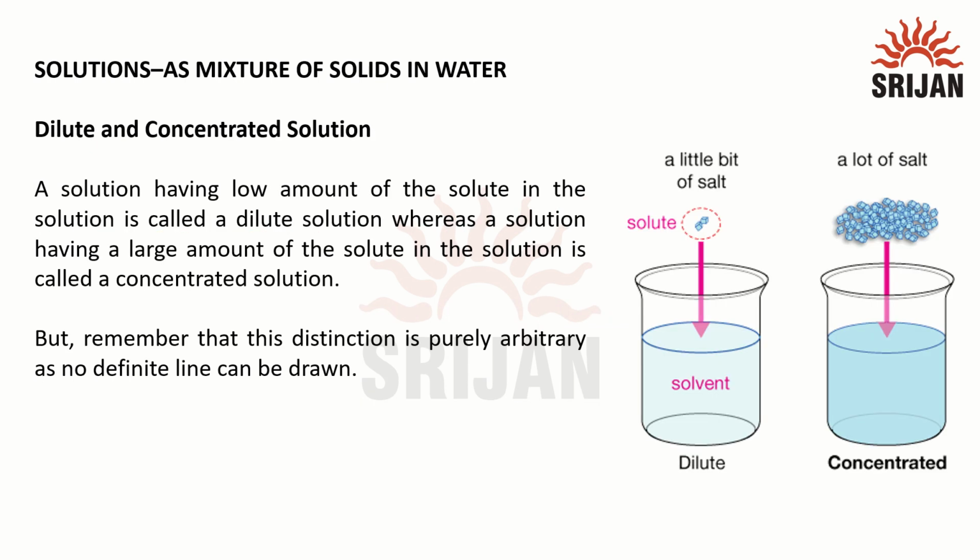Now the solutions can again be divided into two types based on the amount of solute dissolved in them. That is dilute and concentrated solutions. A solution having a very low amount of solute is known as a dilute solution, whereas a solution having a large quantity of solute in it is termed a concentrated solution.